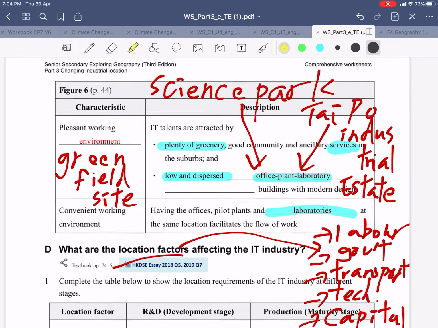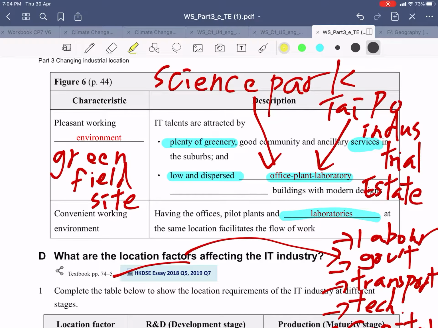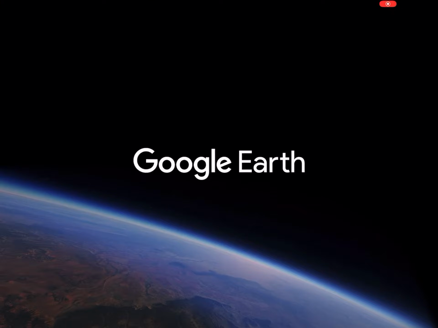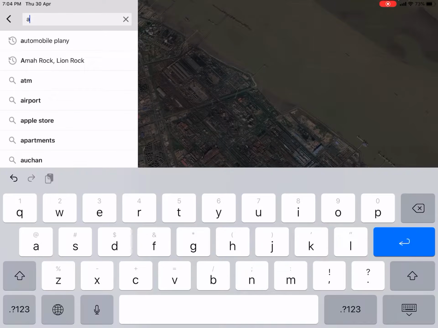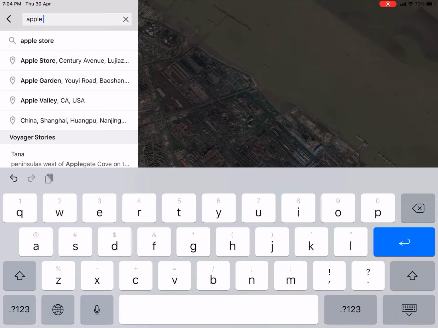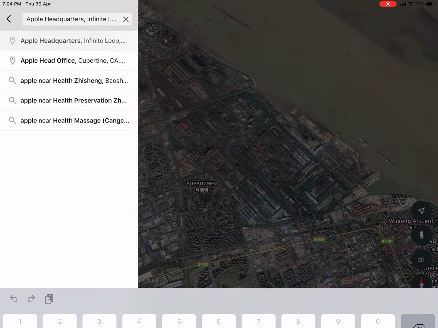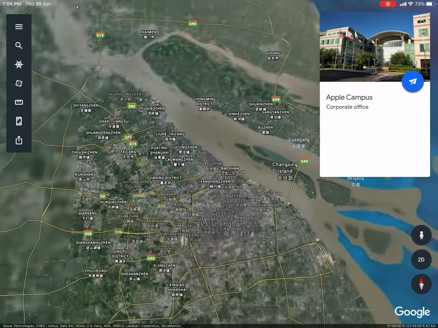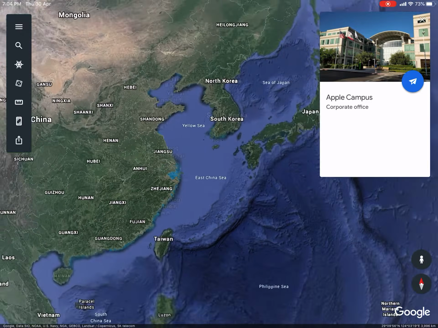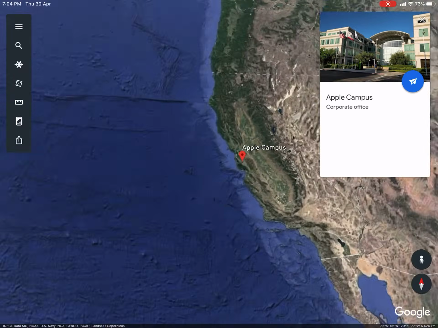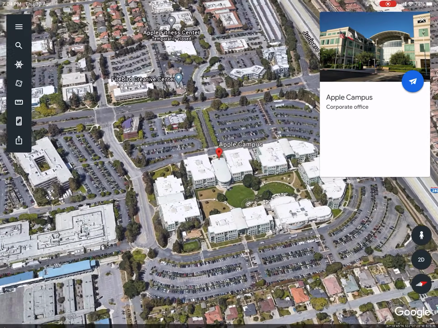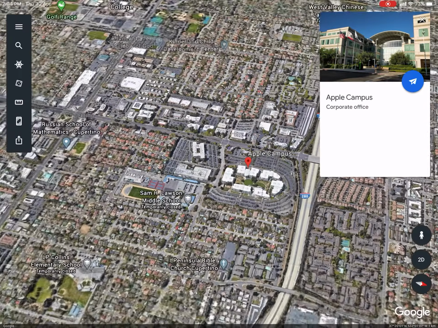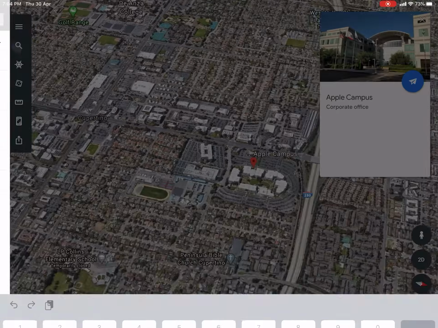And then a good working environment. I want to show you the Apple headquarters, which is called the Infinite Loop. It's also the Apple campus. Wait a minute, I want the Apple headquarters. Oh, come on.